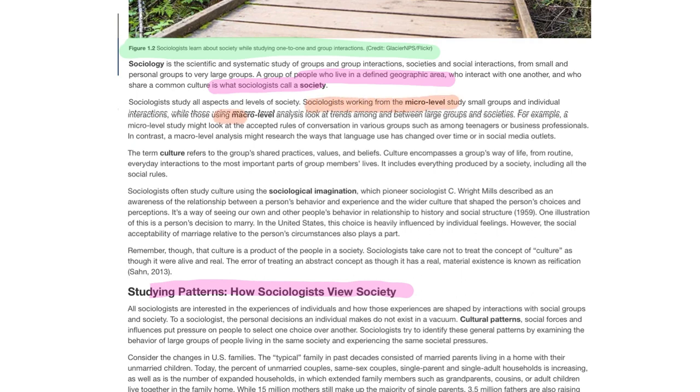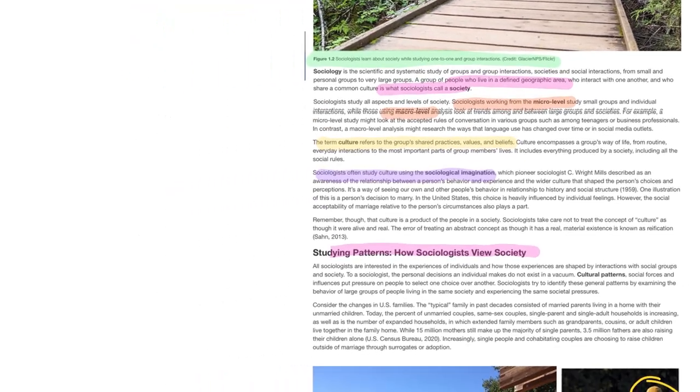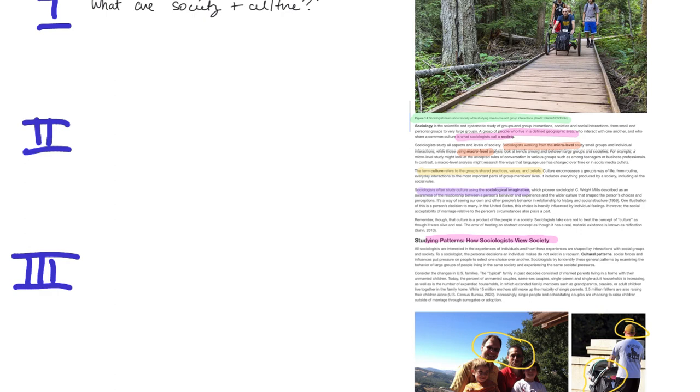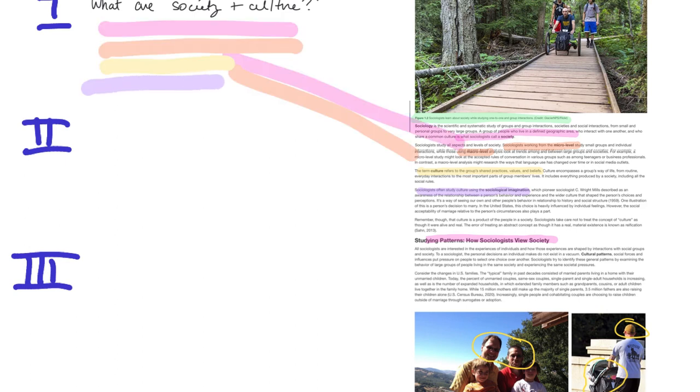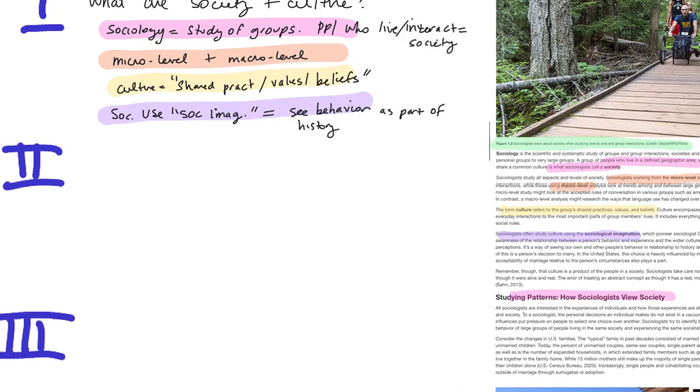Sociologists study the micro level and macro level. Okay. What about culture? The term culture refers to practices. Okay. Sociologists use the sociological imagination. I have there at least 4 ideas. Those 4 ideas should be part of my outline. So let's see. I just kind of want to match my colors. You see how I'm trying to do it. Got a yellow next, and then a purple. Okay, there are some notes that I've made.